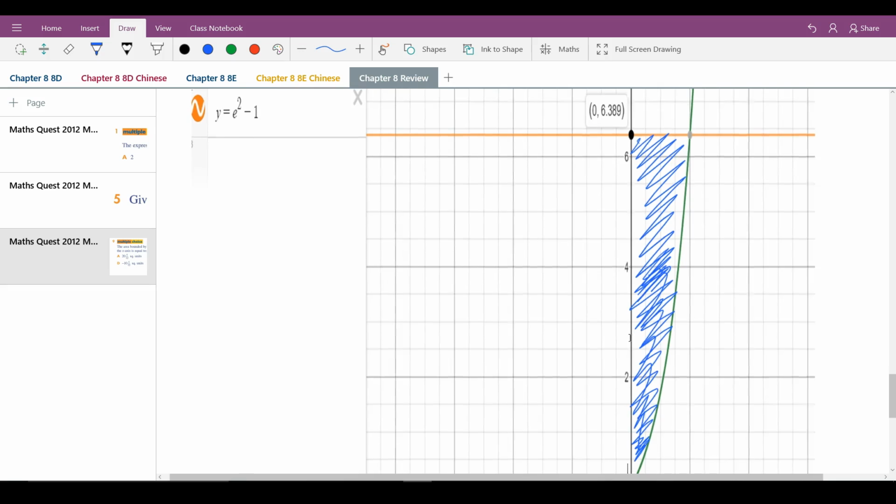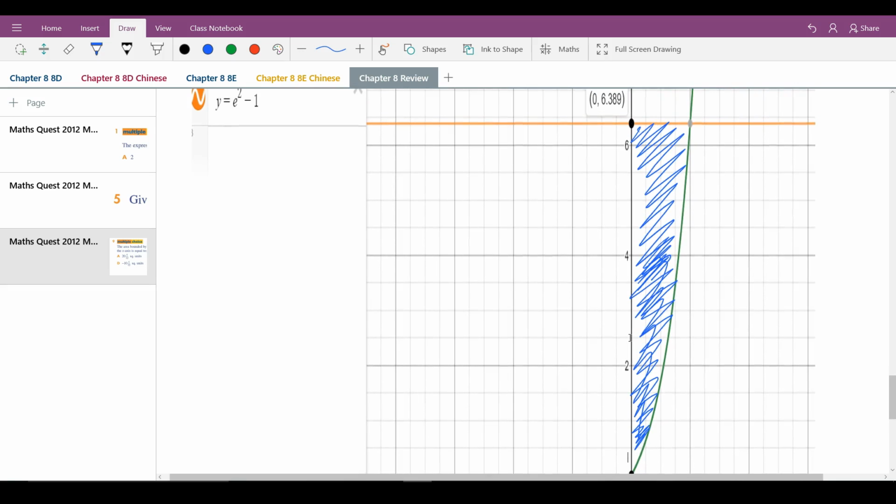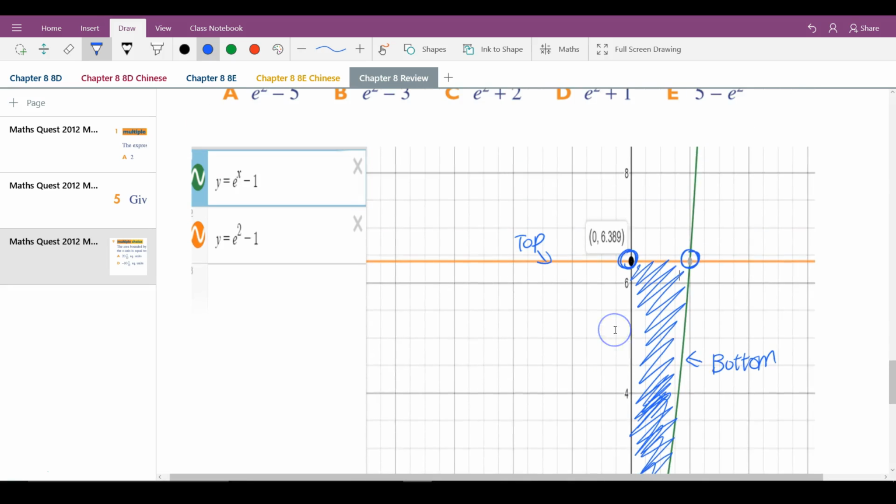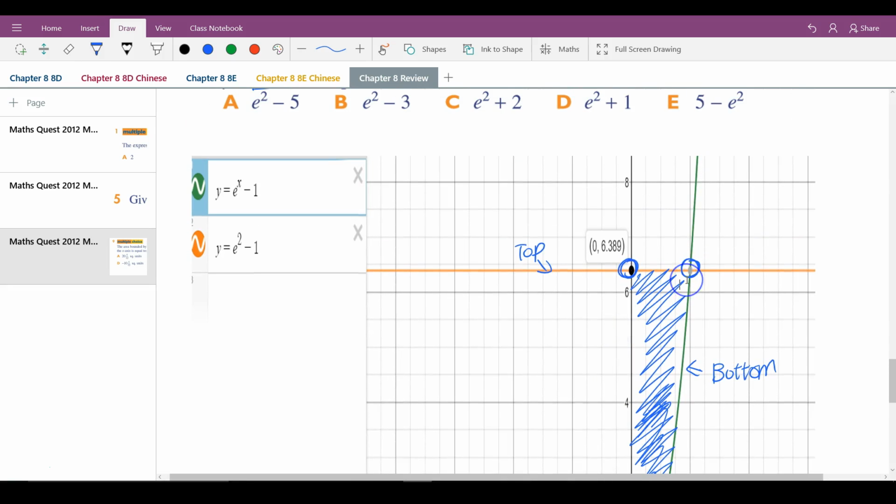So now we can still do it. We're still finding the area between two curves. This is the top line now, and this is our bottom, and it is from 0 to this particular point, correct? So all we have to do is find out that particular point.